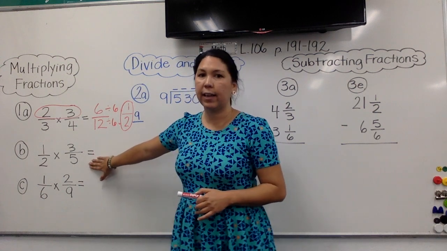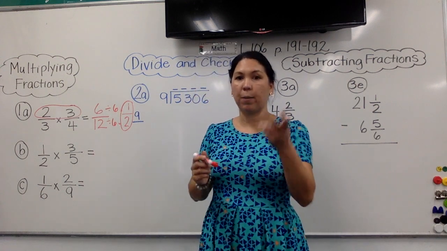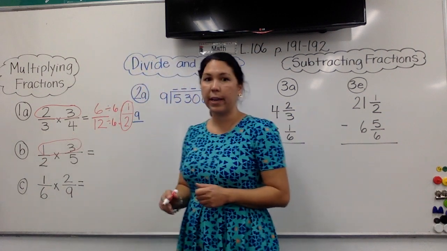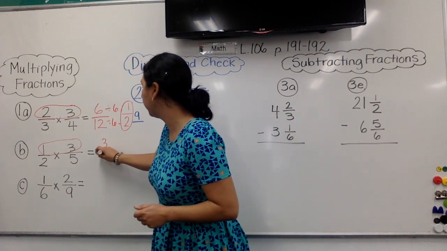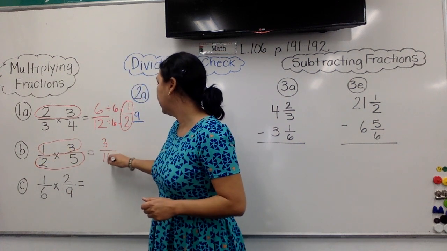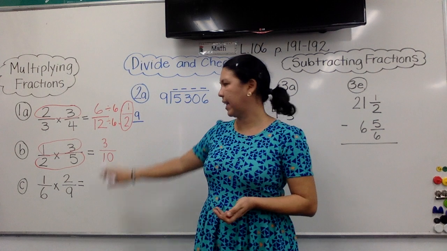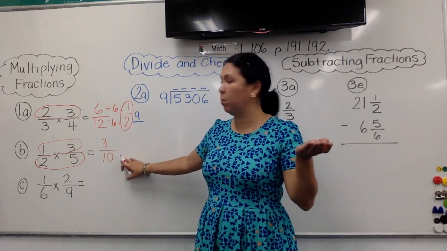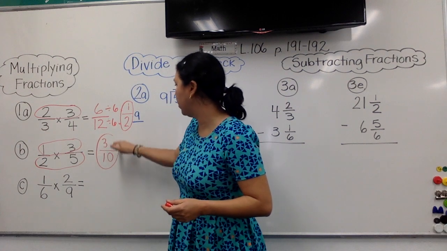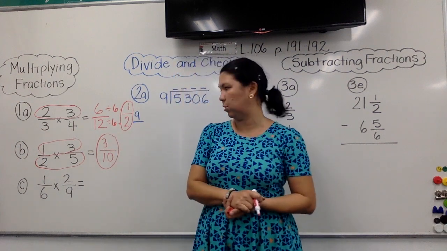All right, let's look at letter B. So top times top, what are my top two numbers? 1 and 3. 1 times 3 is 3. 2 times 5 is 10. Can we reduce that one? Can I count by 3 to get 10? No. Factors of 3 are just 1 and 3, so nope, we can't reduce it. 3/10 is my final answer there.